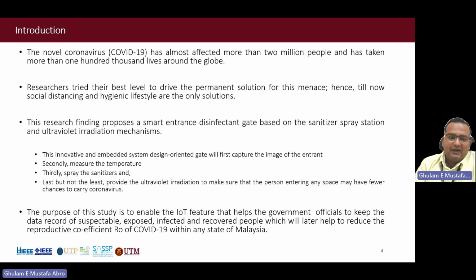So with that, we make sure that we note the temperature of the people. The two groups whose temperature we note are exposed and susceptible. The other two, recovered and infected, will be coming from the local clinic or local hospital, and then we calculate the reproductive number and we can predict what would be the situation in the upcoming weeks. And then we have the ultraviolet radiation that will make sure that after some time, everything within the disinfectant gate is cleared.